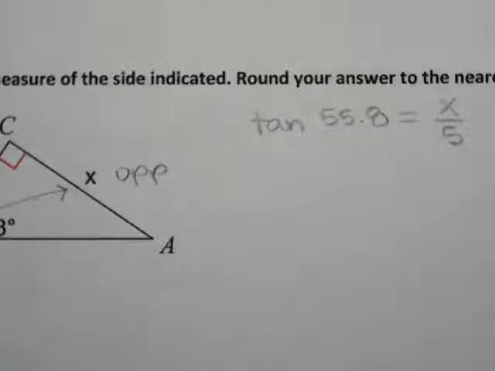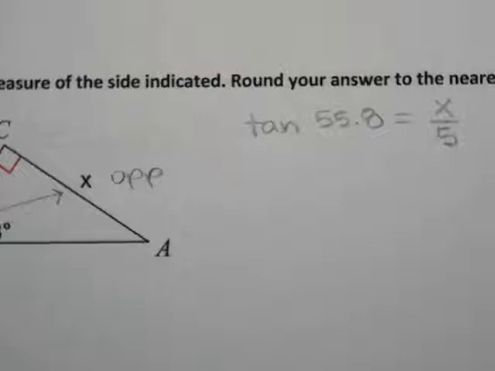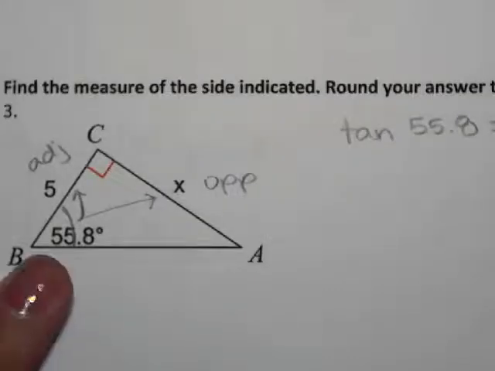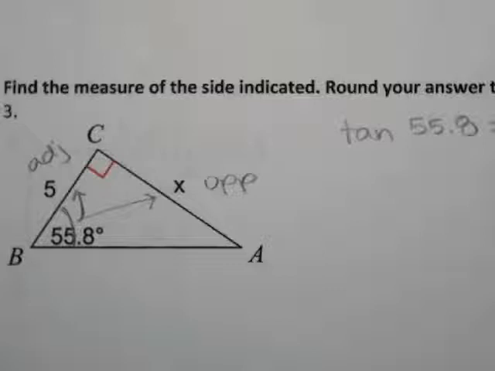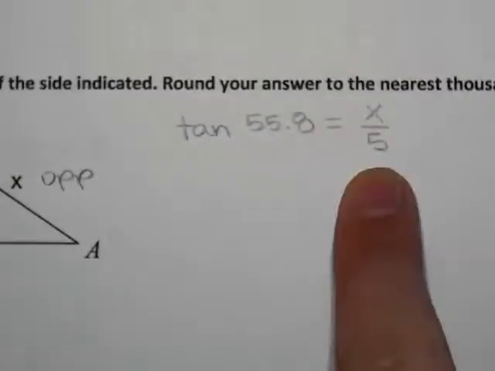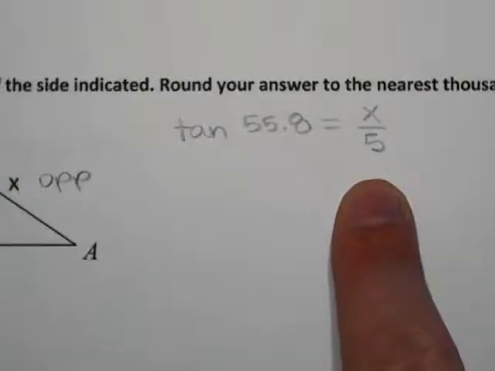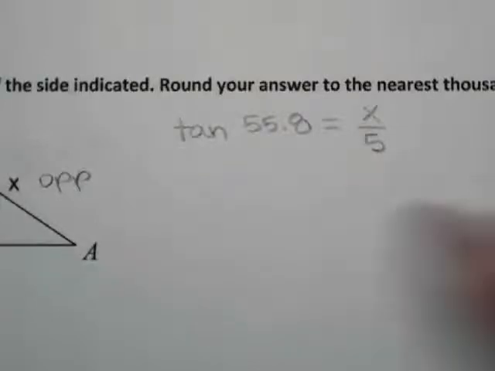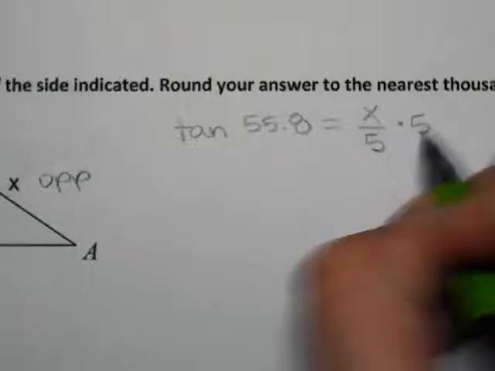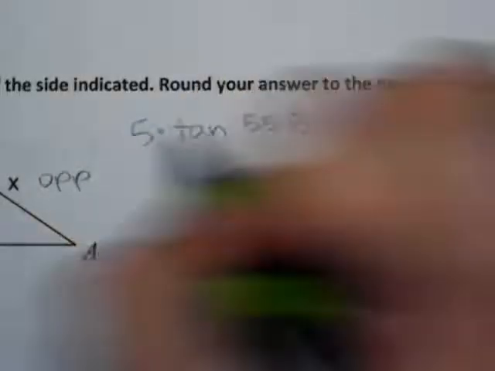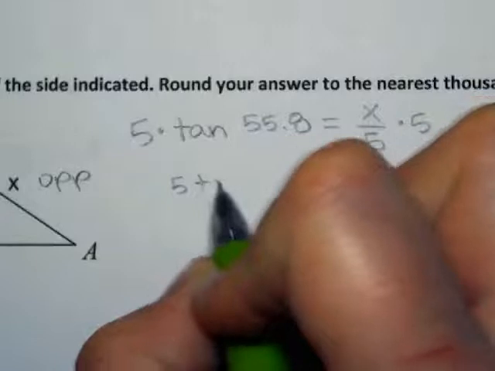So we know that we can do this when we have a right triangle, we have information listed, but it's not enough information to use the Pythagorean theorem. Now, if I wanted to get the x alone, because I'm solving for x, and my goal anytime I'm solving for x is to get the x alone, what should I do? Multiply by 5, because right now it says divide by 5. So I'm going to multiply by 5. So I have 5 times tan 55.8 equals x.